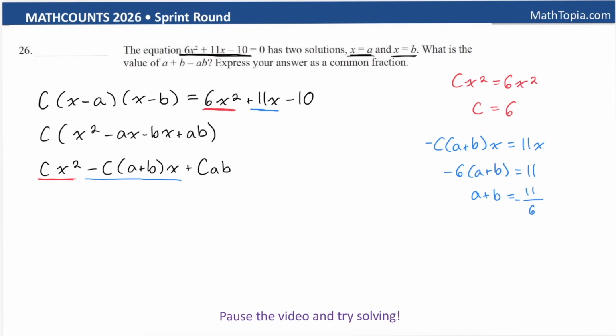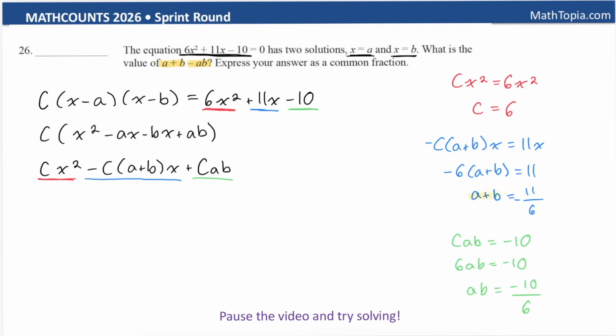And finally, we're going to compare our constant term, c a b, to negative 10. These are equal, so c a b equals negative 10. We know that c is 6, so 6ab equals negative 10, and ab is negative 10 over 6. Now, this is all the information we need to solve this problem because it doesn't actually ask for what the roots a and b are. It just asks for a plus b minus ab.